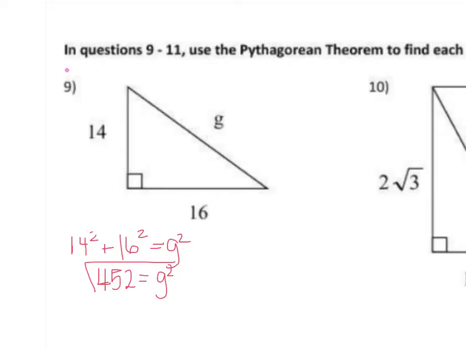Now, 452 does have a perfect square factor of 4. So you're going to take root 4 and root 113. So your final answer will be 2 root 113.